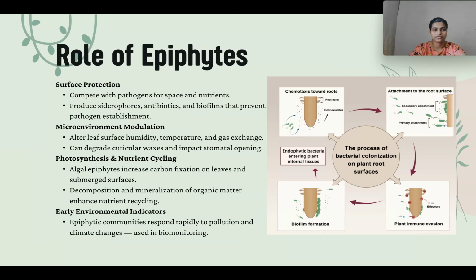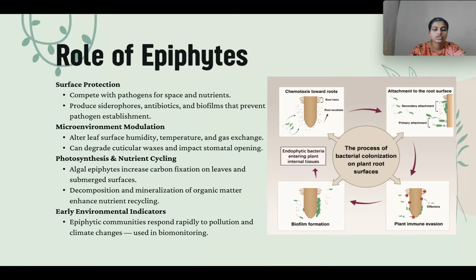The role of epiphytes. Epiphytes perform several ecological roles and protective functions. One of the major roles is surface protection. They compete with the pathogen for nutrients and space, secrete antibiotics and siderophores, and form biofilms that physically block pathogen entry. They also modulate the microenvironment by affecting the leaf surface humidity, temperature, and gas exchange, which can influence the plant physiology.